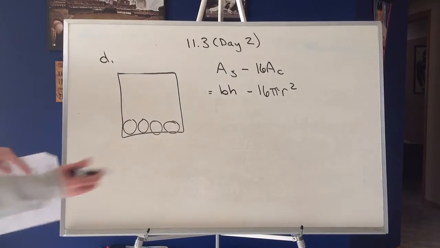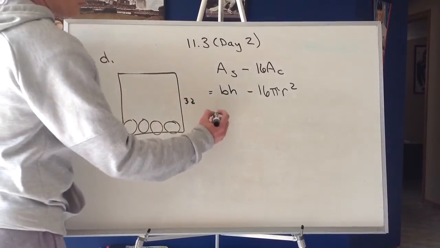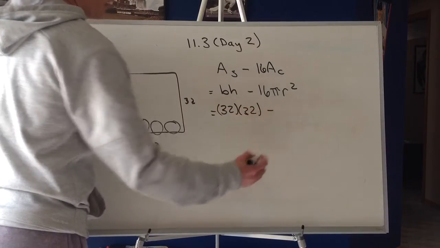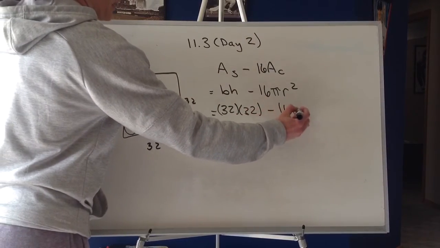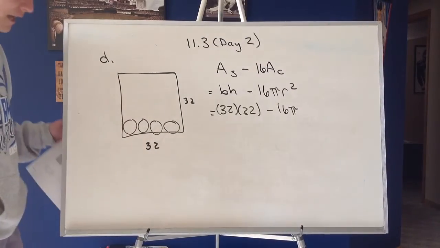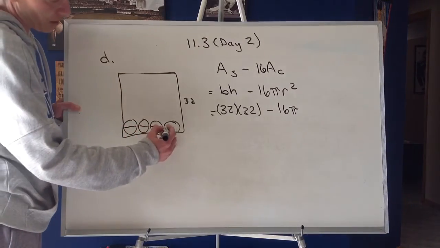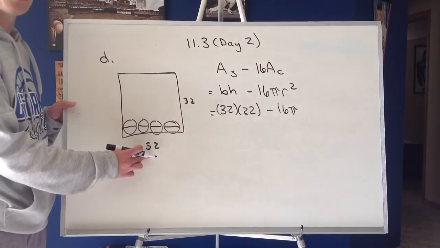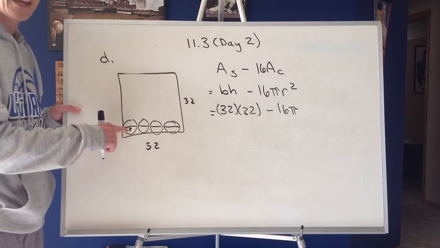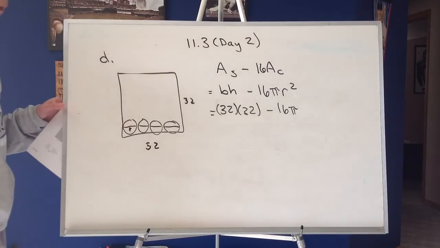Okay, they give you that it's 32 on both dimensions. That's how we knew it was a square. So we'll take 32 times 32. And then it's 16 pi. We need radius squared. So we need to find what's the radius of each of these little guys. Okay, well if you look at it, there's 4 of them that go all the way across. So those 4 have to equal 32. So 32 divided by 4 gives me that each diameter is going to be 8. If each diameter is 8, that means each radius would be 4.